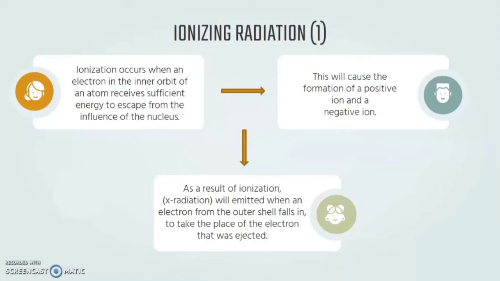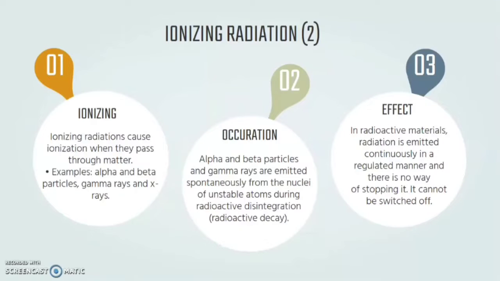Ionization occurs when an electron in the inner orbit of an atom receives sufficient energy to escape from the influence of the nucleus. This will cause the formation of a positive ion and a negative ion. As a result of the ionization, X radiation will be emitted when an electron from the outer shell falls in to take the place of the electron that was ejected. Ionizing radiation causes ionization when it passes through matter. Alpha, beta, gamma rays and X-rays are all examples of ionizing radiation.